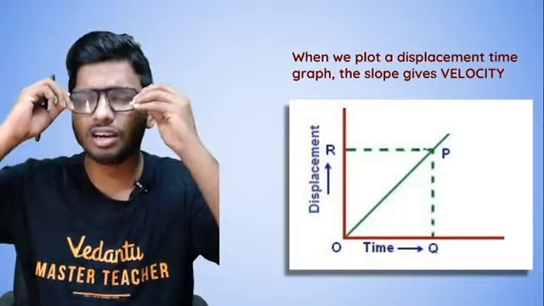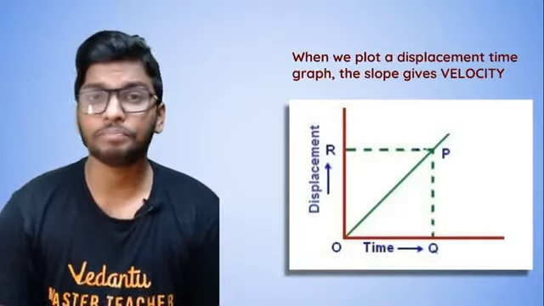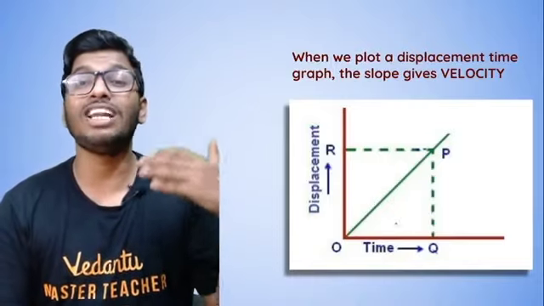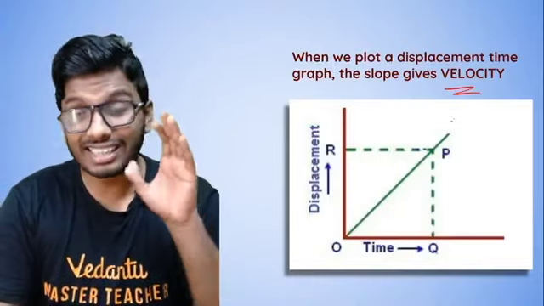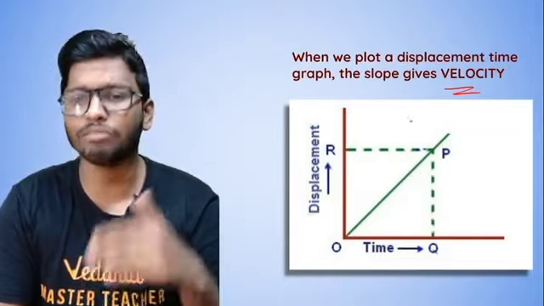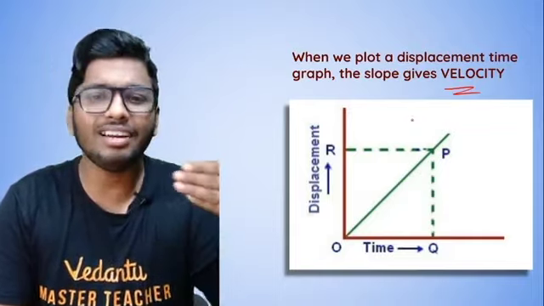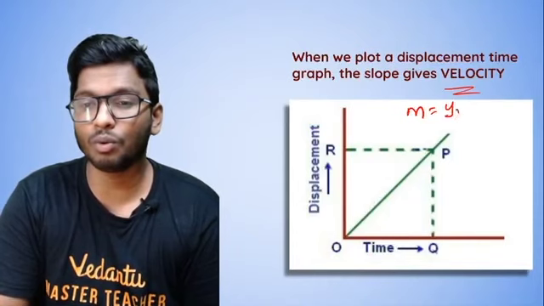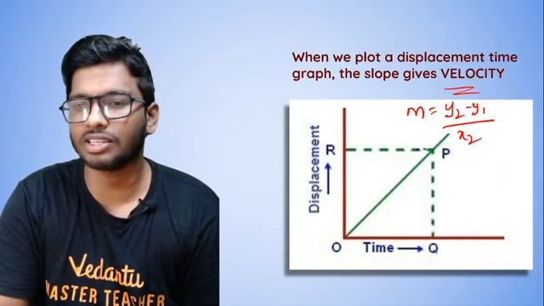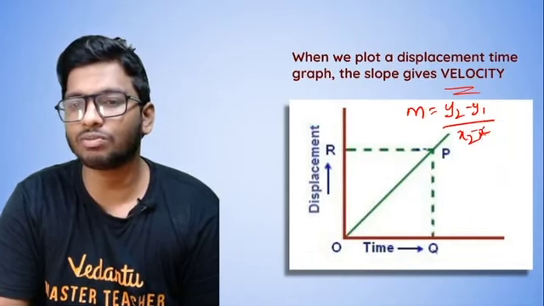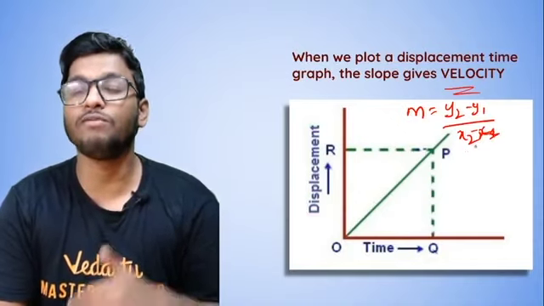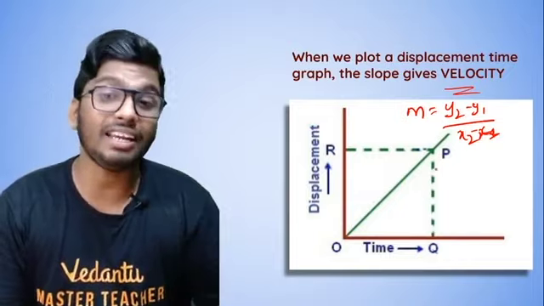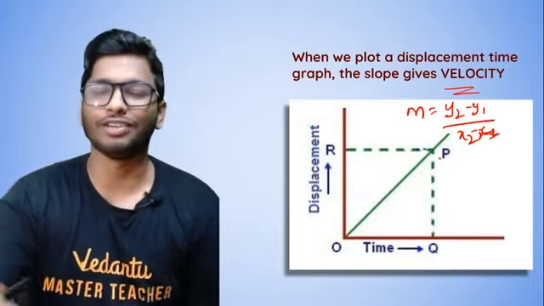Now the only thing that is different about a displacement time graph is that if you find out the slope, you're going to find out the velocity. Same formula, everything is the same. If you remember the formula, m is equal to y2 minus y1 divided by x2 minus x1. If you find this value, you would actually get the velocity. In a distance time graph, that would give you the speed. In a displacement time graph, it would give you the velocity.